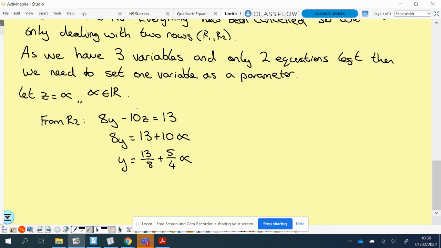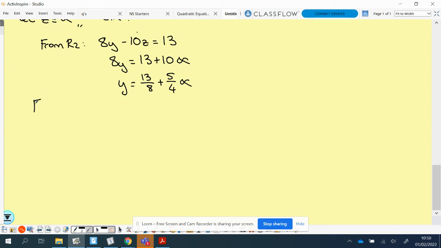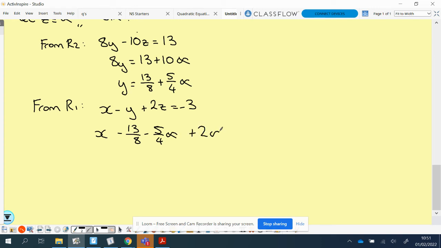Then I can now go to row 1. So from row 1, well, what have I got? I've got x minus y plus 2 lots of z equals -3. But substituting what I've got, so that's x minus y, so minus 13 over 8, minus 5 over 4 alpha, plus 2 lots of z, that's 2 lots of alpha, equals -3. Okay.